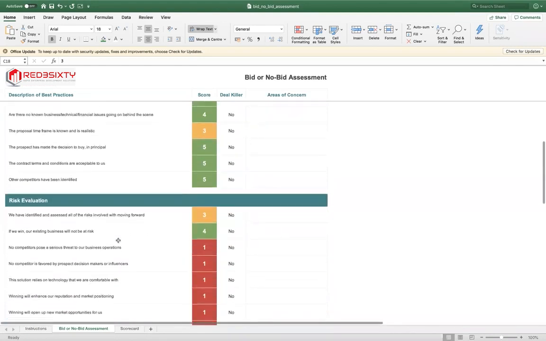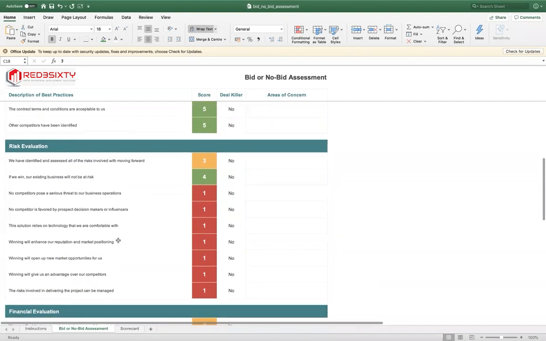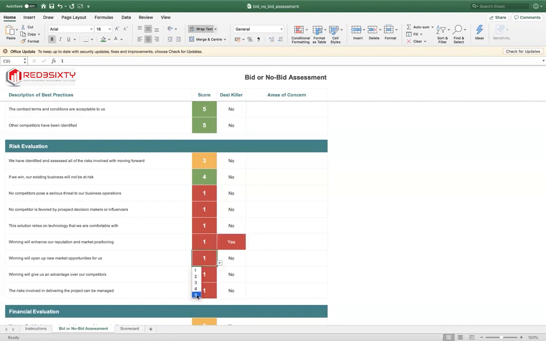If we look at the next one, the risk evaluation. So the risk of this specific bid assessment: no competitors pose serious threats. The solution relies on technology that we are comfortable with. Winning will enhance our reputation and market positioning. I think that would be a deal killer. Why would we pursue ones that are not? Winning will give us an advantage over our competitors. So again, we assess each one of those on a scale of 1 to 5.